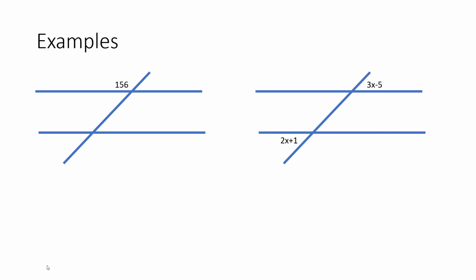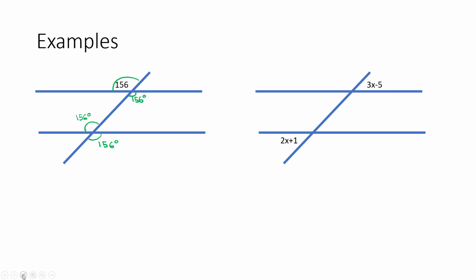So in this first example, I've got a 156-degree angle. That's my obtuse angle. The obtuse angle we know is congruent to all the other obtuse angles. So the vertical angle across from it is also 156 degrees. The corresponding angle down below it is also 156 degrees. The opposite exterior angle from it is also 156 degrees. All the obtuse angles are congruent.